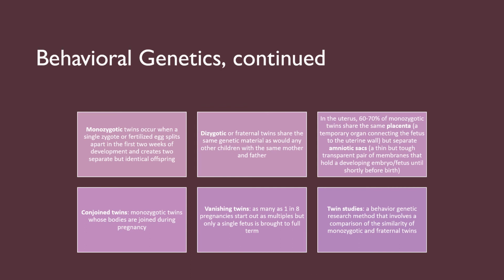Placenta is a temporary organ connecting the fetus to the uterine wall, but separate amniotic sacs, a thin but tough transparent pair of membranes that hold the developing embryo or fetus until shortly before birth. And then we have conjoined twins. These are monozygotic twins whose bodies are joined during pregnancy. And then vanishing twins: as many as 1 in 8 pregnancies start out as multiples but only a single fetus is brought to full term.